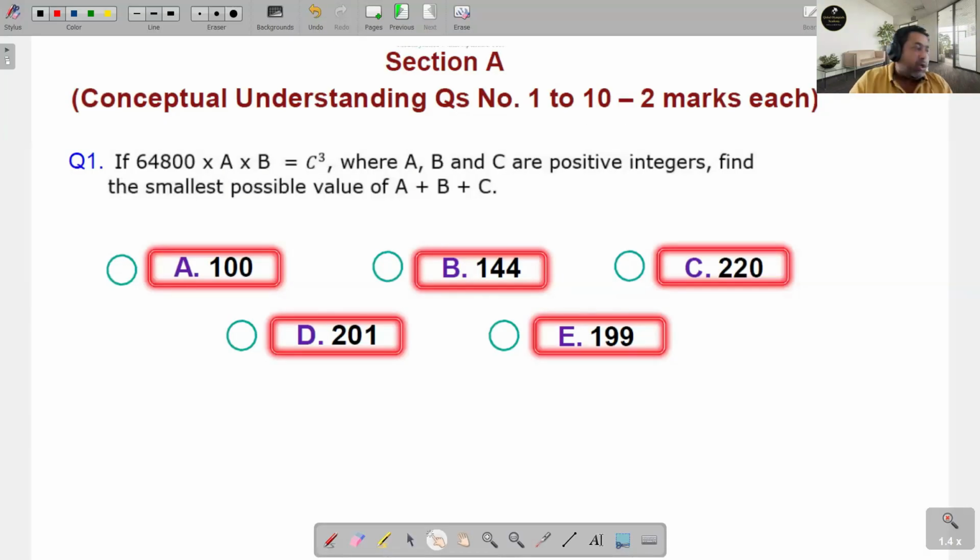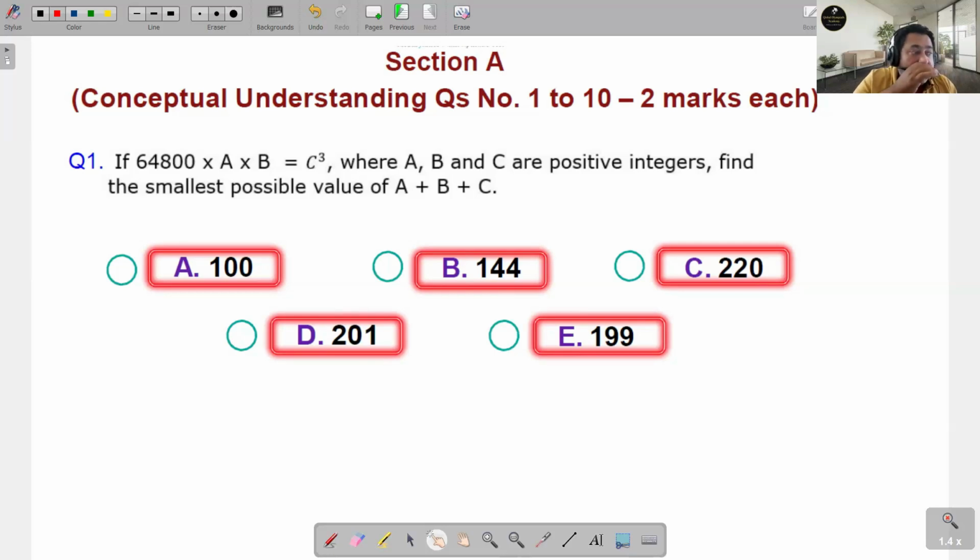So, Section A, conceptual understanding, question number 1. If 64,800 multiplied by A multiplied by B is equal to C cube, where A, B, and C are positive integers, find the smallest possible value of A plus B plus C.